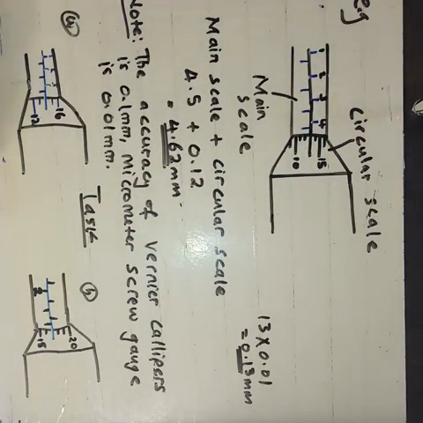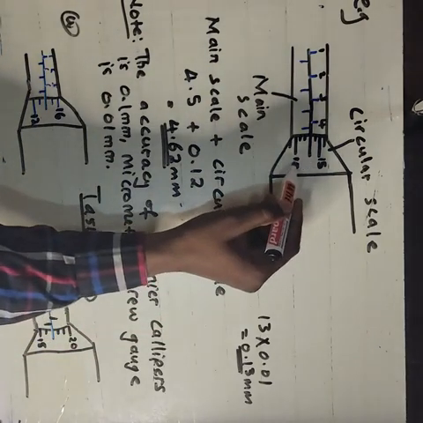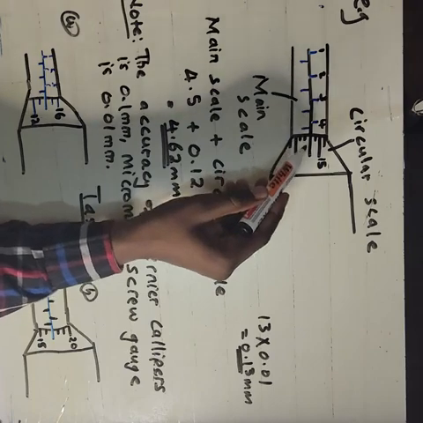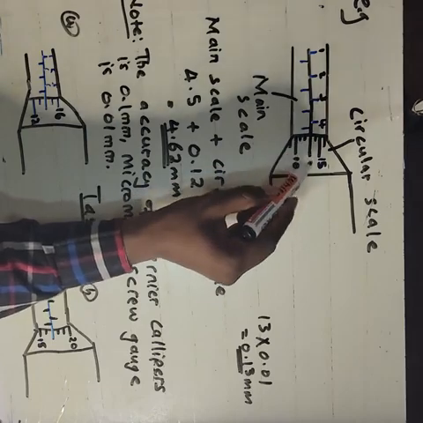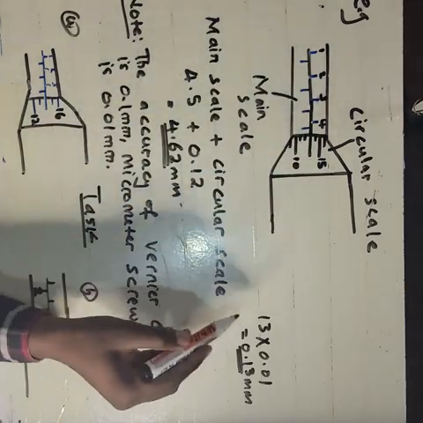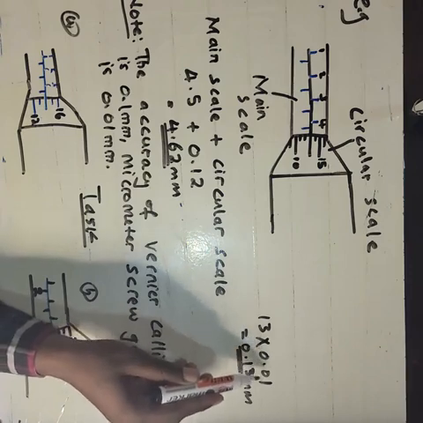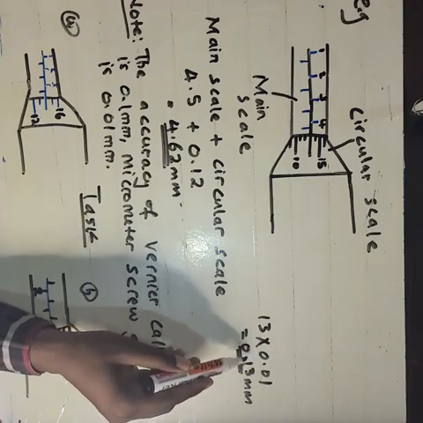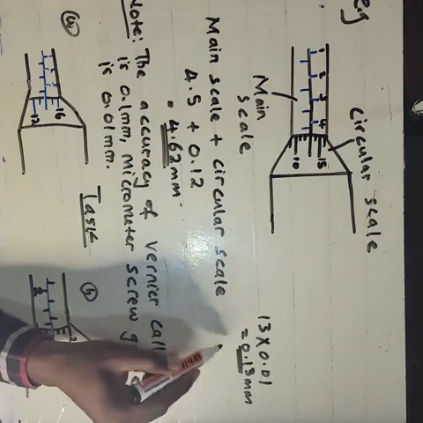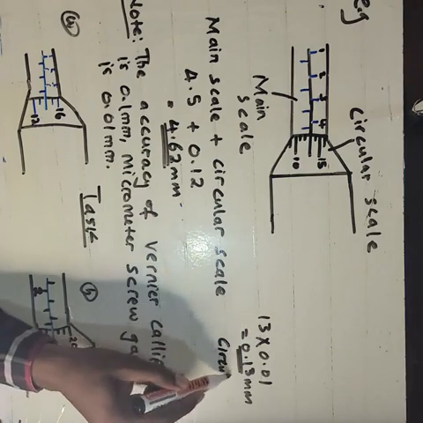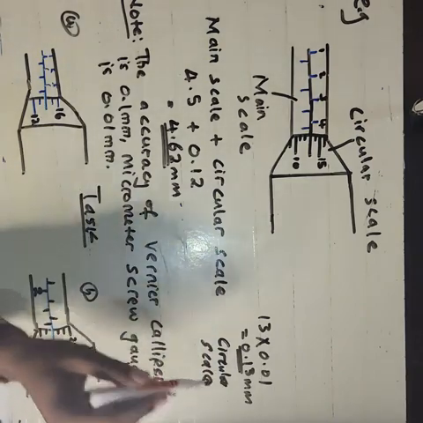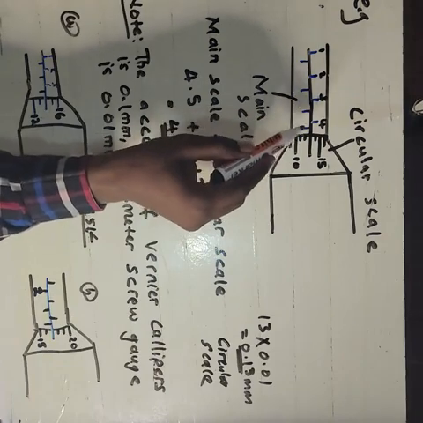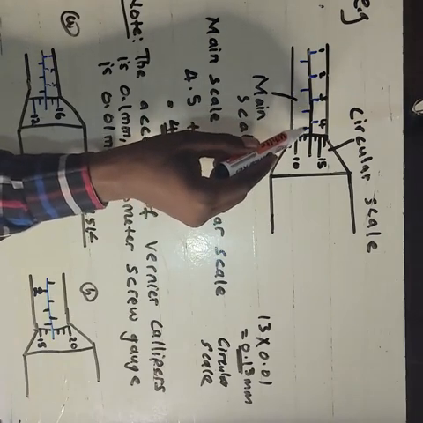Then you need to multiply it by 0.01. So if this is 10, we have 11, 12, 13, 14, 15. So this 10, 11, 12. So this is 13. So we're going to say 13 multiplied by 0.01, giving us 0.13. So this is the circular scale reading. Then we get the main scale. The main scale will just get the last point.